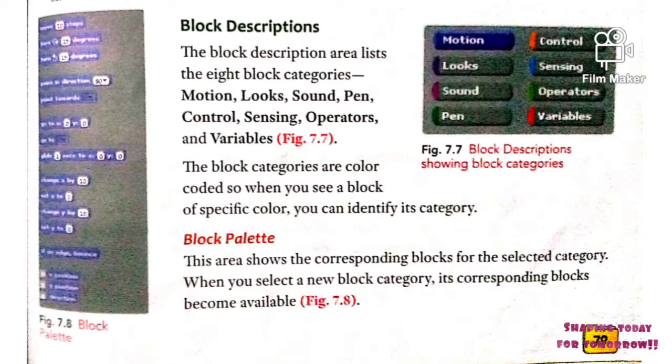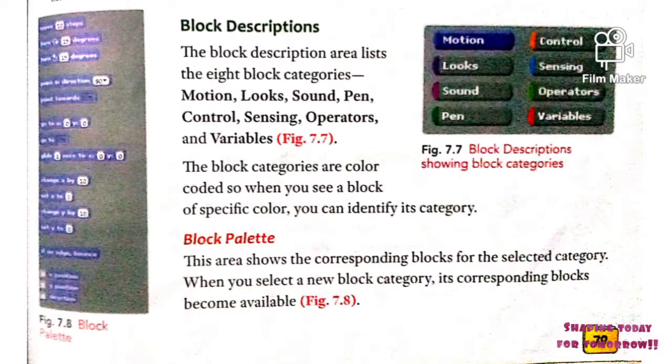The block description area lists the 8 block categories: motion, looks, sound, pen, control, sensing, operators and variables. See figure 7.7 for this. So this is how the block categories look in block description. Motion is in dark blue color, looks is in purple, sound is in pink color, and then pen is in dark green color, the control is in yellow color, the sensing is in sky blue color, and the operators is in light green color, and variables in red color.